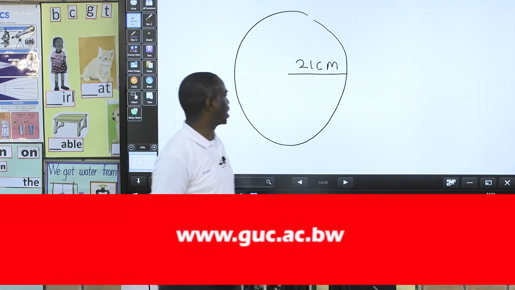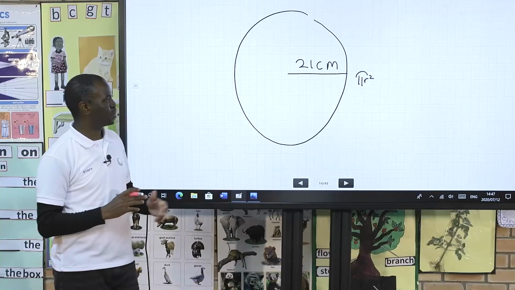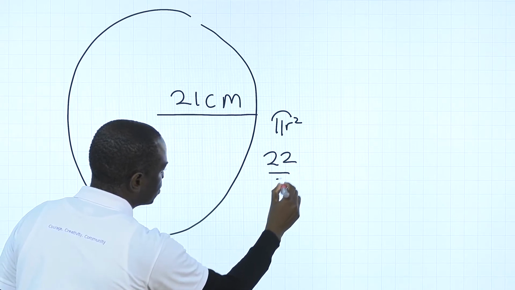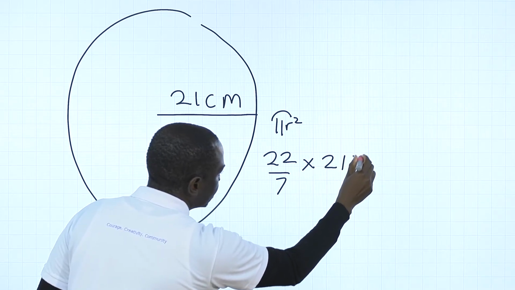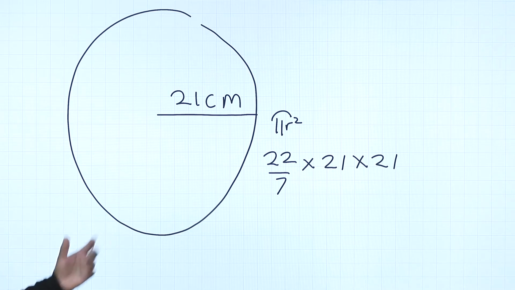So there are many examples that you can give. So boys and girls, we'll continue with the last example that I'm giving you. And I hope this one will be easier for you because at least I've given you 2 examples. So we still continue with the same formula that we are using. So we're going to use 22 over 7, multiplied by 21, multiplied by 21. Okay, so the numbers are bigger, so this is the reason why we have to be a bit more careful. So we're going to see how we're going to calculate the area of this circle.